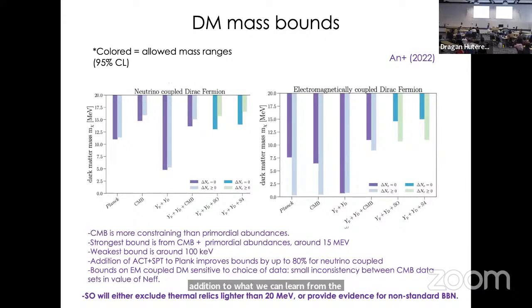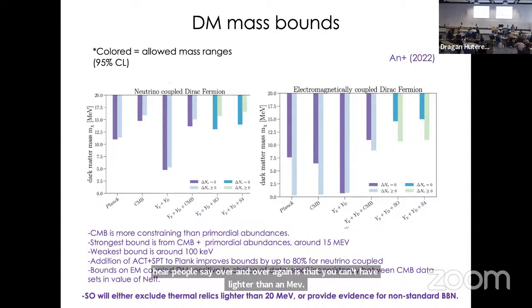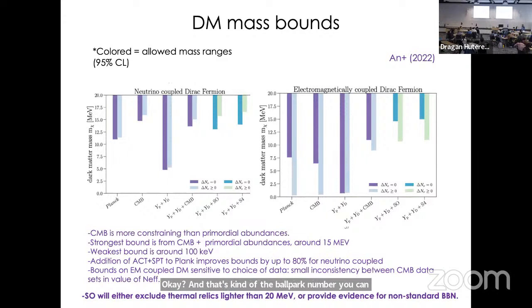So the upshot is right now we have a bound that's model dependent, lo and behold, right? It depends on which model you're interested in. That's the mass bound that you get. But what you will hear people say over and over again is that you can't have lighter than an MeV, okay? And that's kind of the ballpark number you can keep in your mind. If you want a thermal relic that annihilated into stuff because it talked to the standard model in some way, then that cannot be lighter than about an MeV. So a thermal relic cannot be lighter than an MeV, roughly.